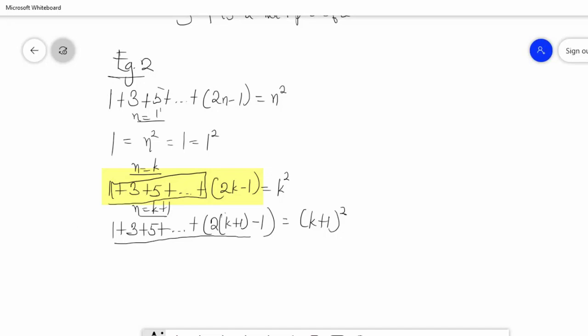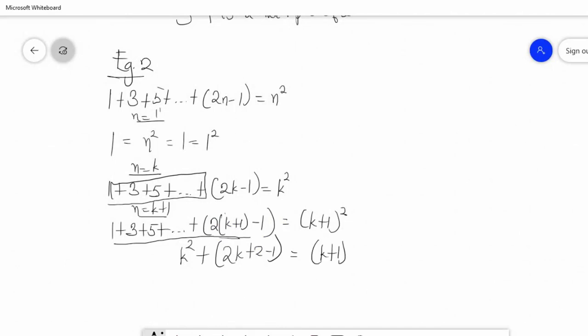Let me take that again. We can see by inspection that the expression for k plus 1 is a summation of some values up until the value k before you arrive at k plus 1. From that realization, we can substitute the summation of all these terms up until the last term, which is k plus 1, with k squared. So this will give us k squared plus 2k plus 2 minus 1, giving us the expression k plus 1 all squared.